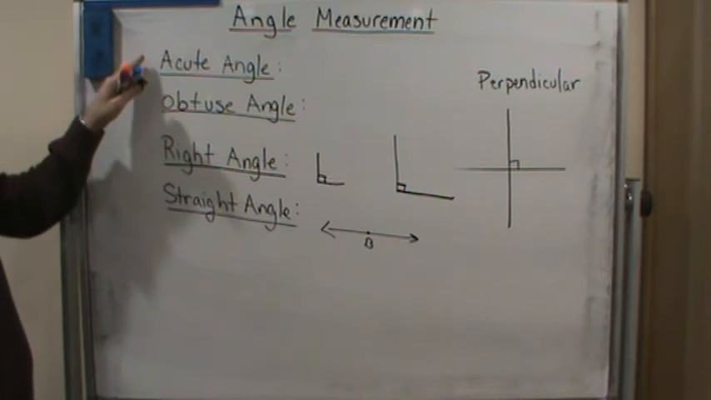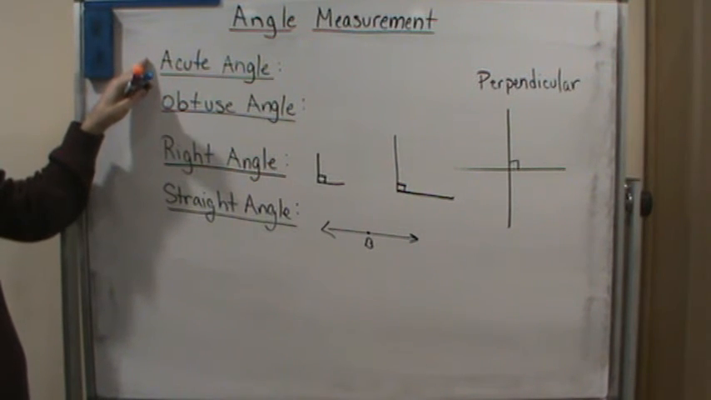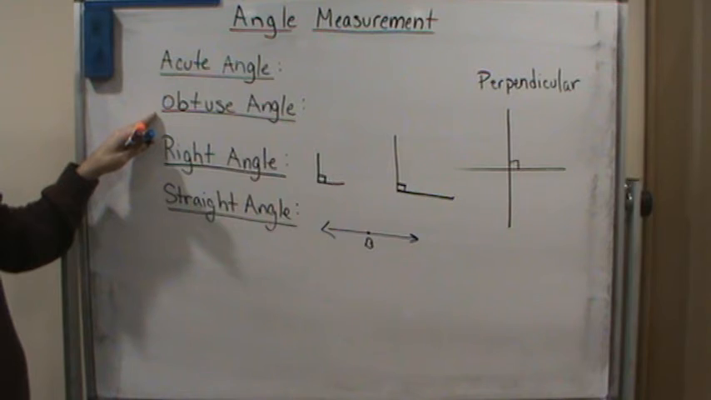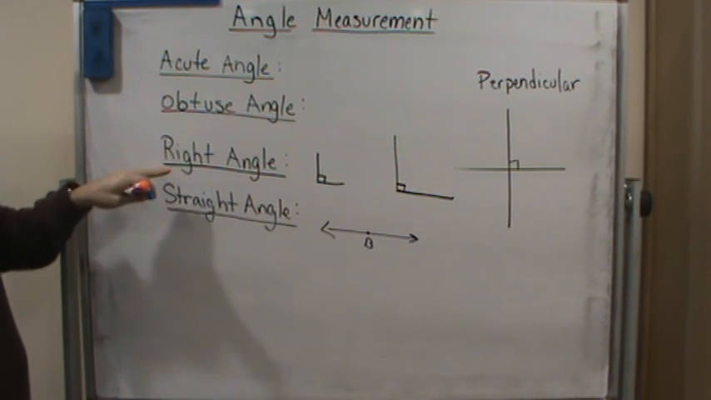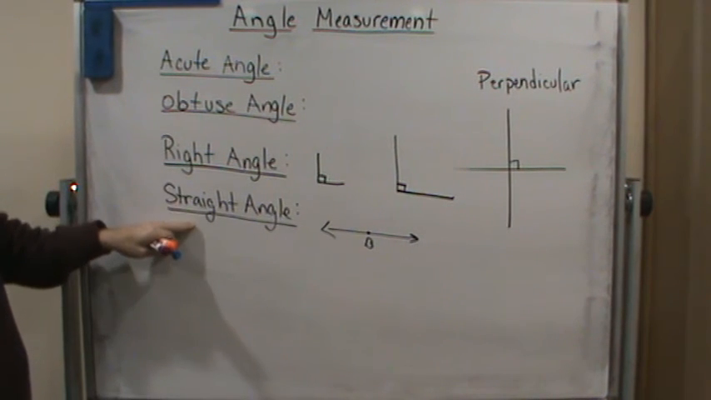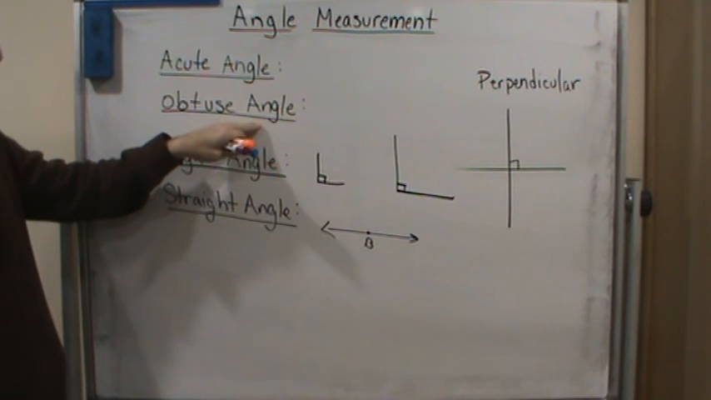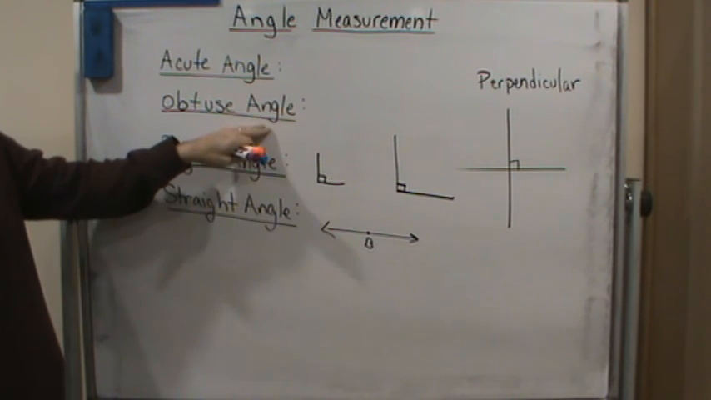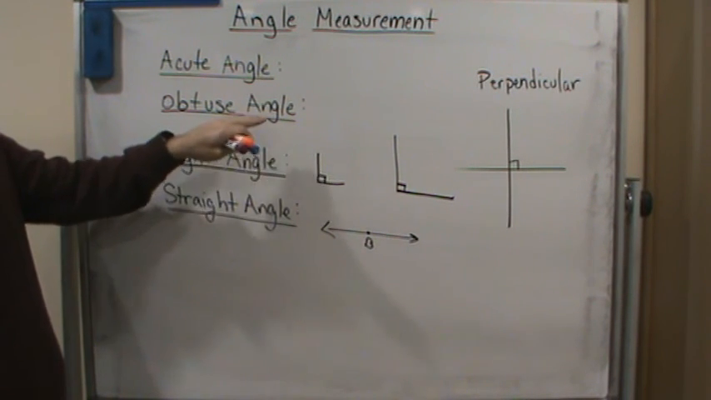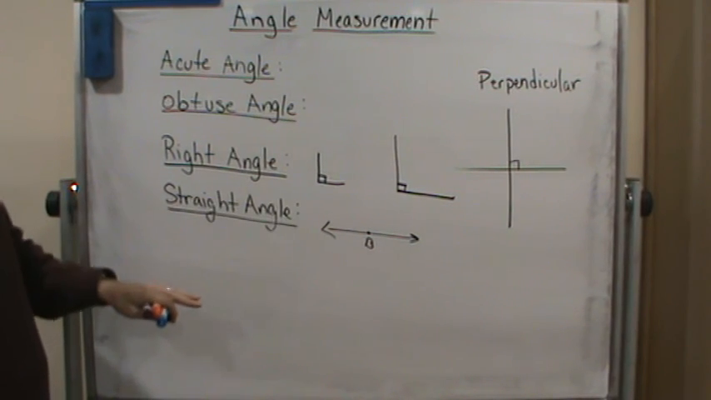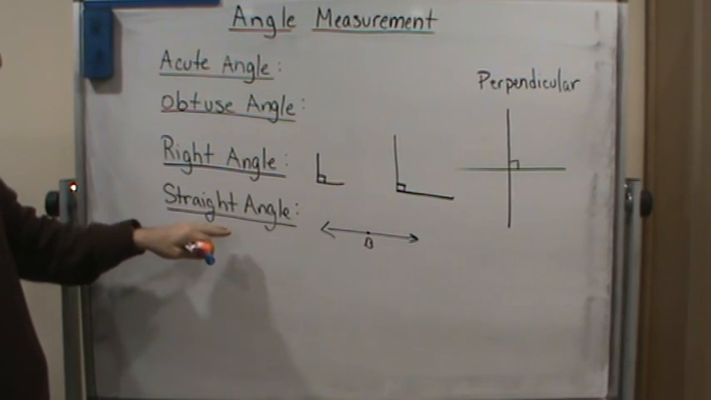So again, acute angles are between 0 and 90. Obtuse angles are between 90 and 180. Right angles are 90 and straight angles are 180. I think I might have made a mistake here. I think I might have said between 90 and 360, but that's incorrect. An obtuse angle is between 90 and 180, just in case I misspoke a while ago.